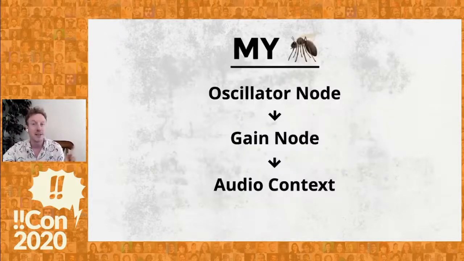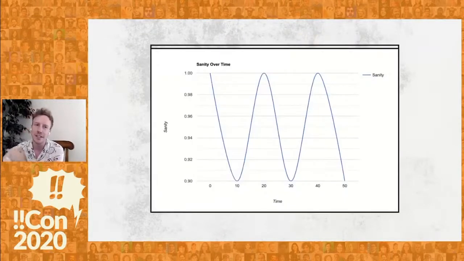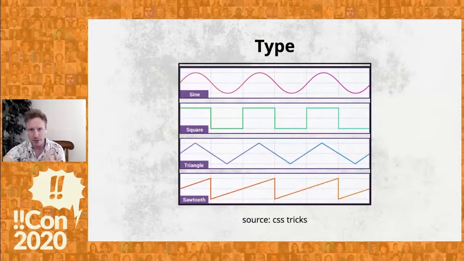So if we looked at my Mosquito now, it would be an oscillator node, a gain node, and an audio context. We know what the gain node is, but what does this oscillator node do? Well, it turns out that the oscillator node is responsible for emitting a sound wave, much like this sine wave that you see here. And it has a few properties on it. It has a frequency, which is the frequency of the wave, and it has a type. There's a bunch of different types of waves that it can emit. And of course, a Mosquito would be the most intimidating sounding type, which is the sawtooth.